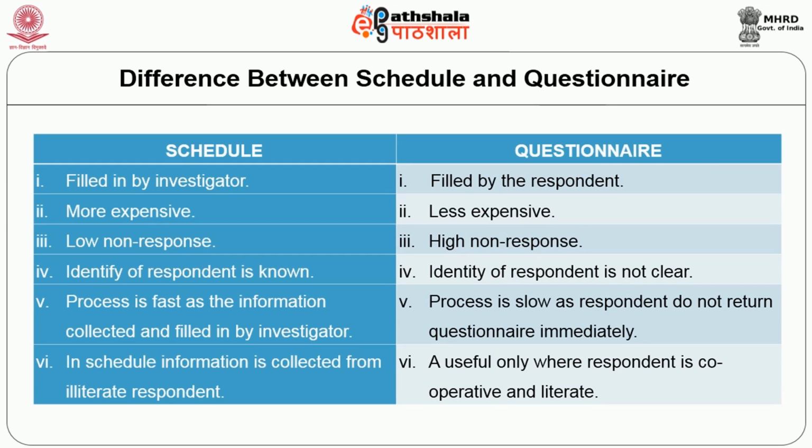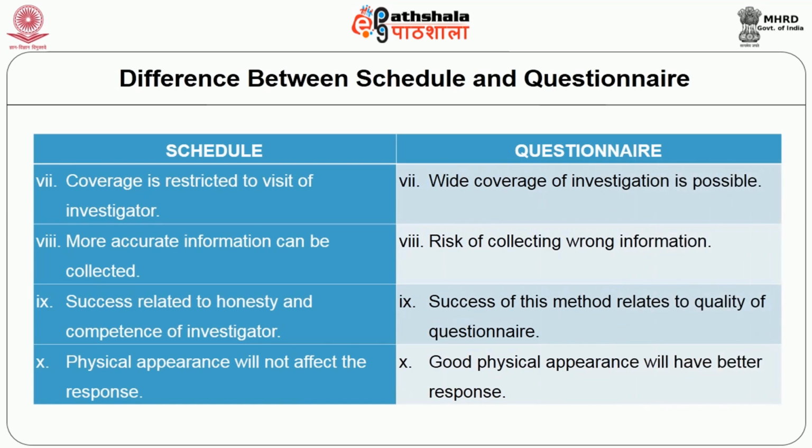In schedule, information is collected from illiterate respondents also. Questionnaire is useful only where the respondent is cooperative and literate. Coverage is restricted to the visits of the investigator. Wide coverage of investigation is possible. More accurate information can be collected. Risk of collecting wrong information is also possible. Success is related to the honesty and competence of the investigator. Success of this method lies on the honesty and competence of the investigator. Success of questionnaire relates to the quality of the questionnaire.